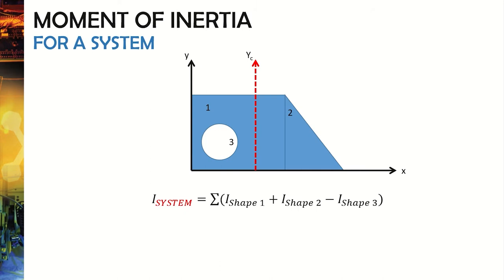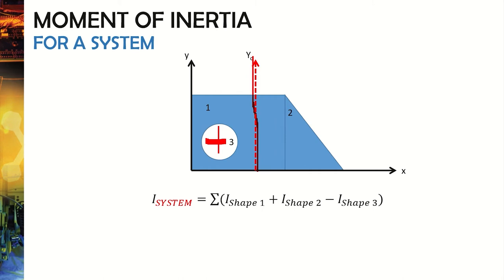And the moment of inertia of a system, in this case, about the y-centroidal axis, which I've identified right here, is going to be equal to the I of shape 1 plus the I of shape 2 minus the I of shape 3, because here we have a negative area. So you'll see how this plays out in our example, which we can look at on the following page, and I will work out by hand.